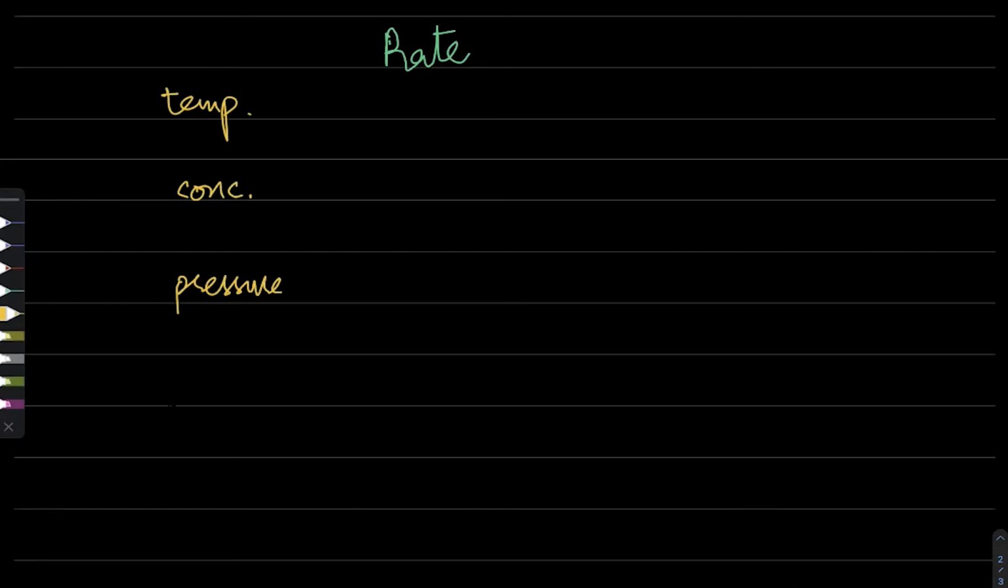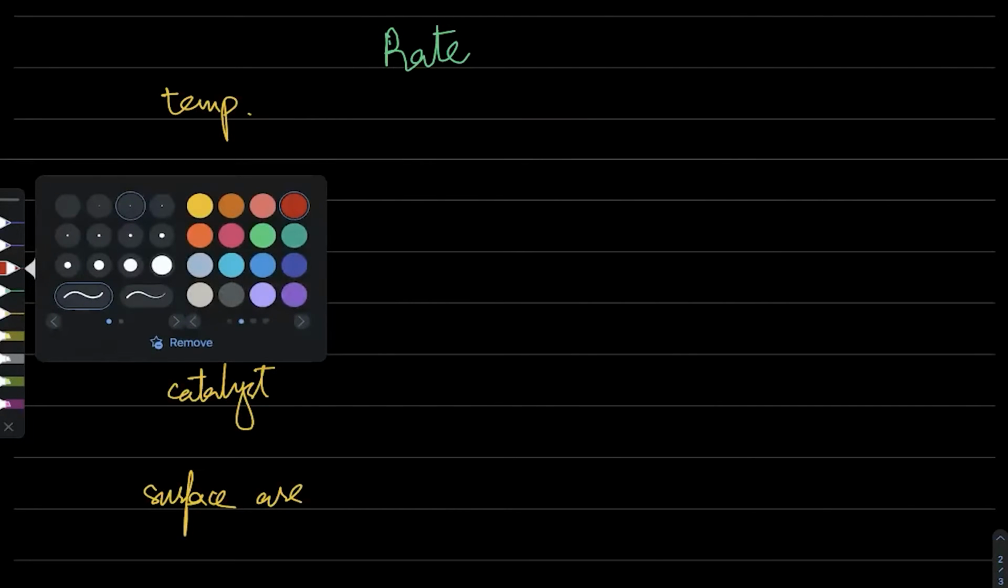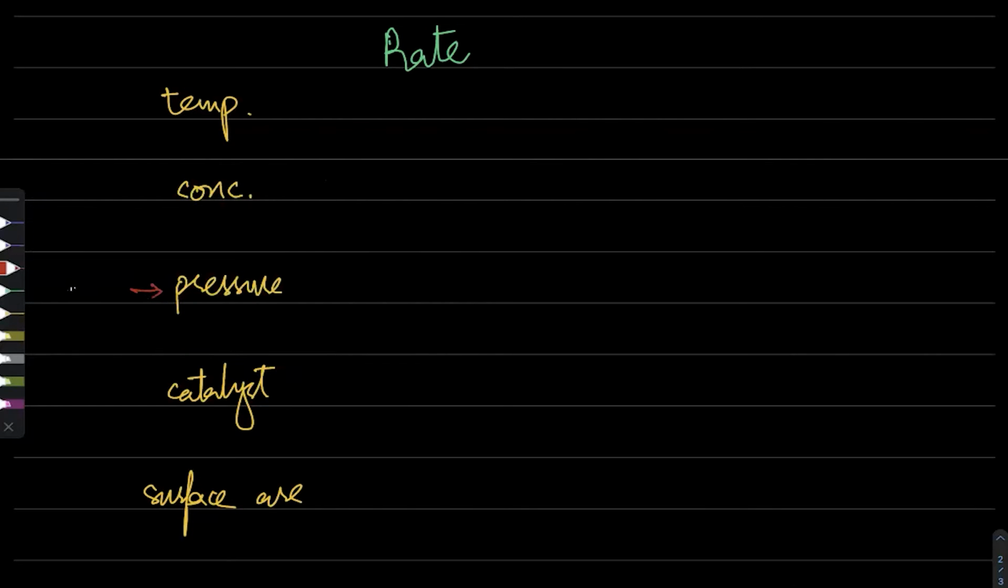There is another one which is catalyst, and there's one more. I'm saying temperature, pressure, concentration, catalyst, surface area. Now, one of them only applies for gases, that is pressure, and another only applies to solids, that is surface area. Okay, so what are the effects on the rate?